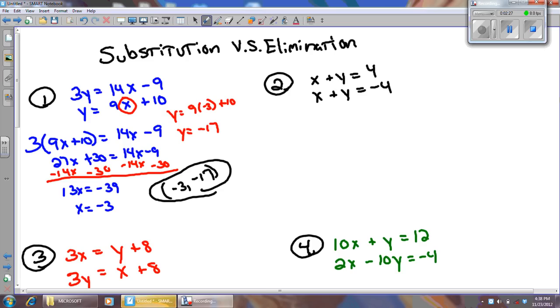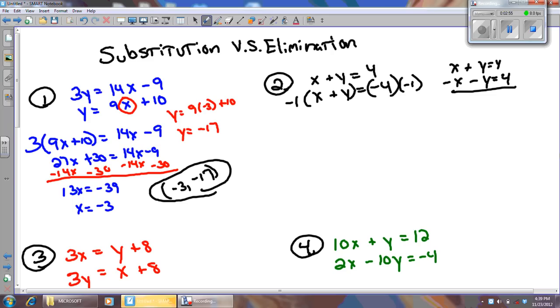All right, number 2, the black system. I think I'm going to do this by elimination. I'm going to multiply the bottom equation by negative 1. And what that's going to get me, the top equation will be x plus y equals 4. And then the bottom equation will get me negative x minus y, and that'll equal 4 also.